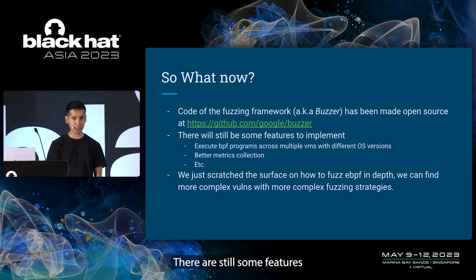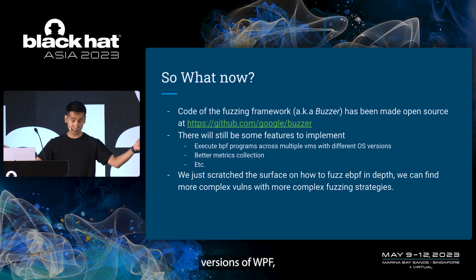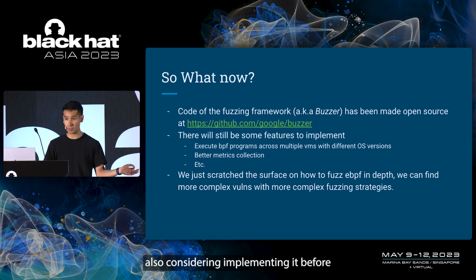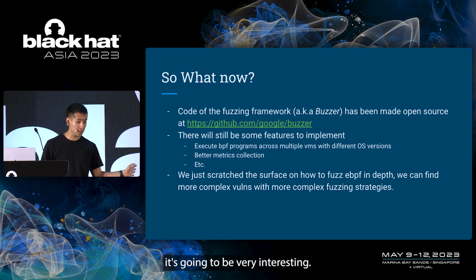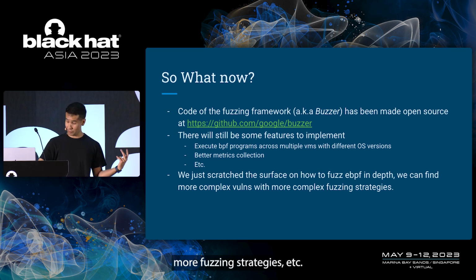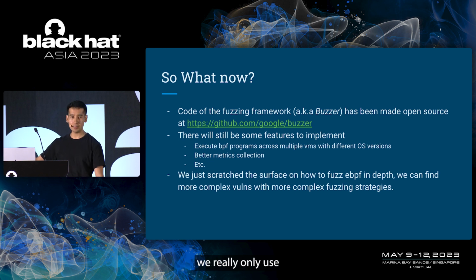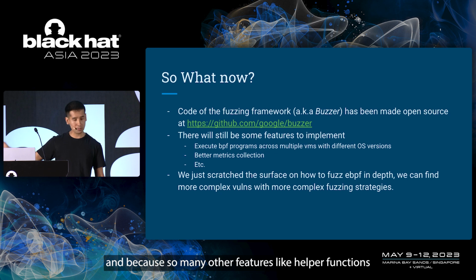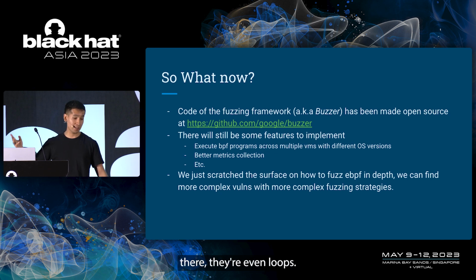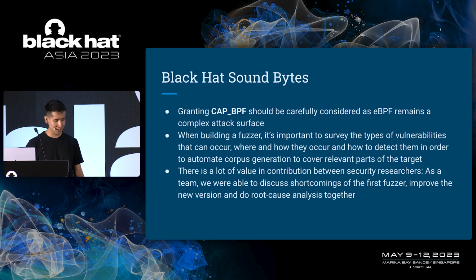There are still some features we want to implement, like executing eBPF programs in a distributed way across multiple VMs, across multiple versions of eBPF. I think there are some other operating systems also considering implementing eBPF, which is going to be very interesting. We will be interested in better metrics collection, more fuzzing strategies, etc. And we really just scratched the surface, because to find this CVE, we only used arithmetic logic operations and jumps. eBPF has so many other features, like helper functions. There are even loops. So the future looks interesting here.